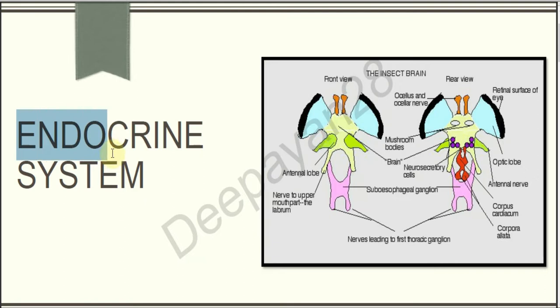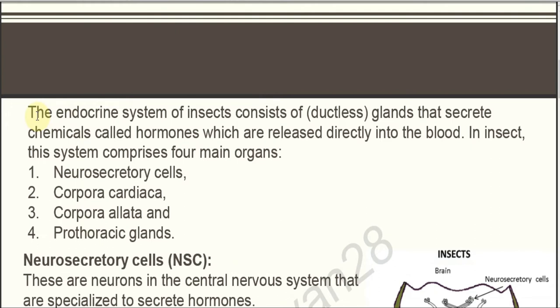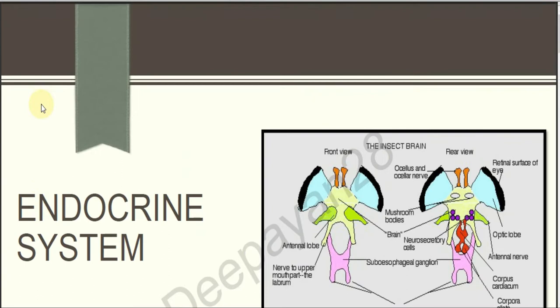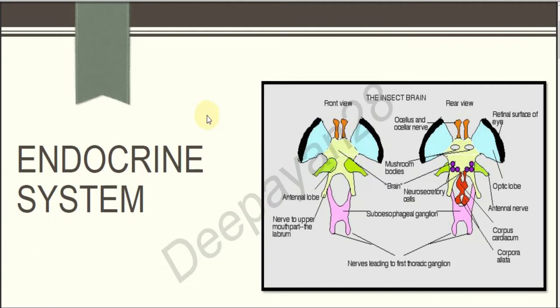Now you see, what is the meaning of this endocrine system? What do you think? Hormone secretion, yeah. Okay, that means secretion of hormone, good. So after secretion of hormone, what is the function of hormone in the insect? Regulating physiological activities. Okay, very good. Like? Digestion, excretion. So it acts as a chemical messenger. Okay, anything else do you think?